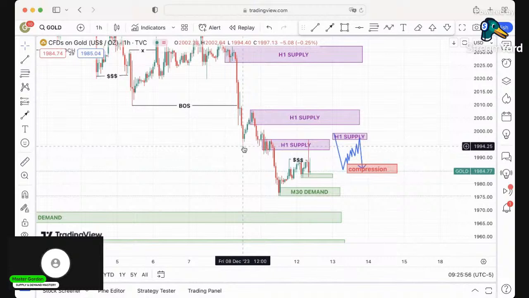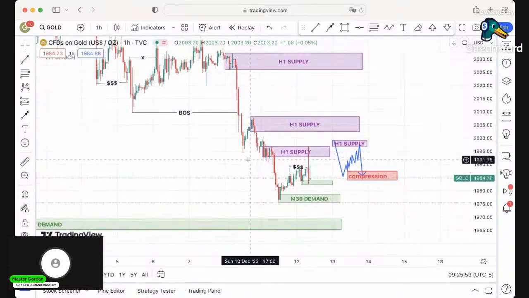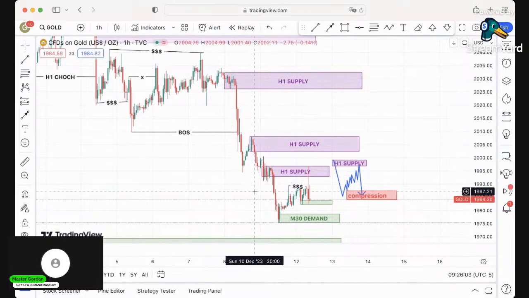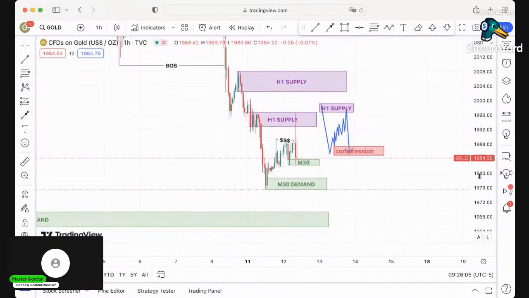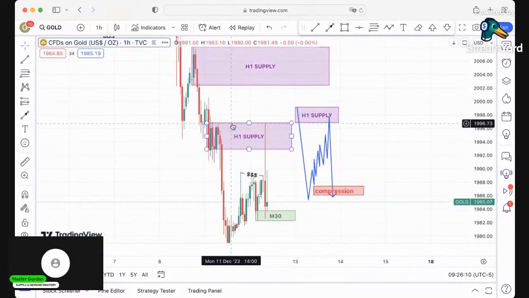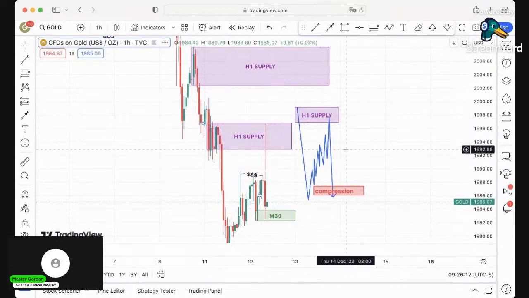Is this the break of structure? For me, no, because this is not a valid one. Because the inducement has not yet been taken out. So based on the H1 right now, the inducement is here.